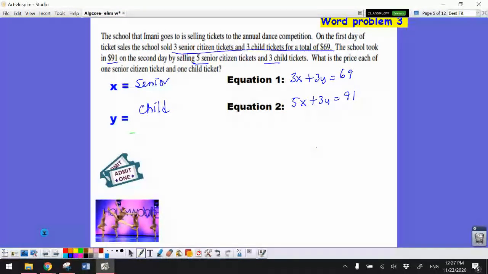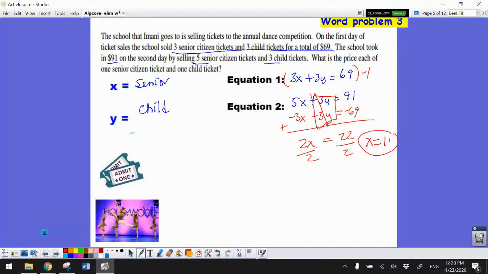Okay, so this one is very similar to the last one. I see that I have the same numbers, positive 3 and positive 3. So I'm going to multiply by the negative 1. So negative 1 times 3 is negative 3 and negative 3 and a negative 69. Cross those guys out. 5 minus 3 is 2. And 91 minus 69 brings me to 22. Divide by 2. X is 11. So let's go ahead and use the first one.